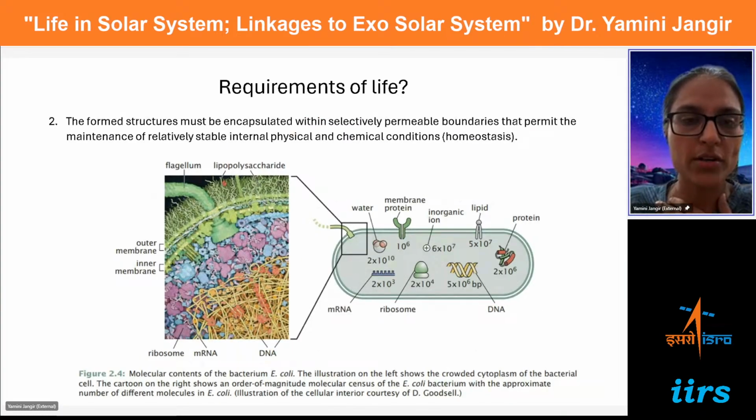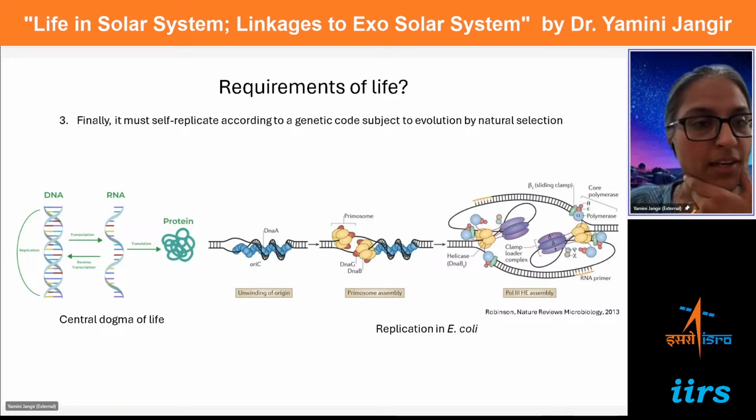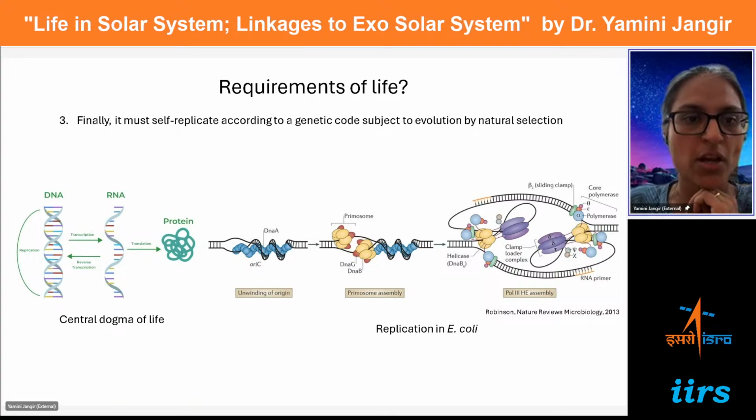And the next important requirement of life is encapsulation. So you have to have this really nice molecular machinery encapsulated from the environment to permit maintenance of stability within a very chaotic environment. So while you have stability within the cell, the entropy of the overall system is increasing. Finally, and possibly when you learn, life is always learning from itself, you probably have the capability of self-replication using a genetic code, and it might be subjected to natural selection.